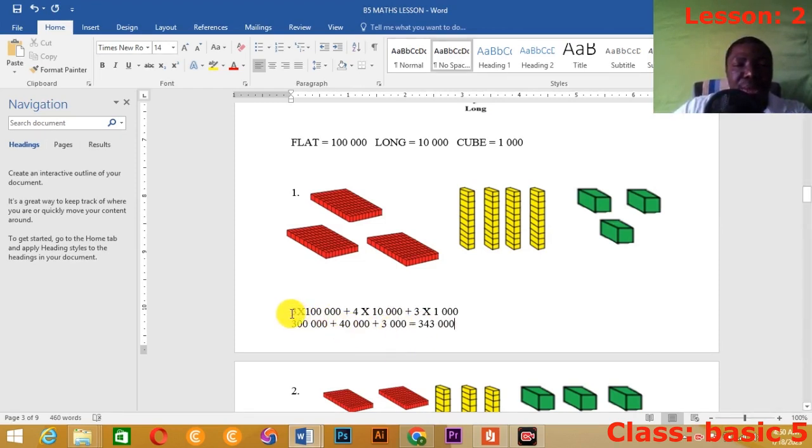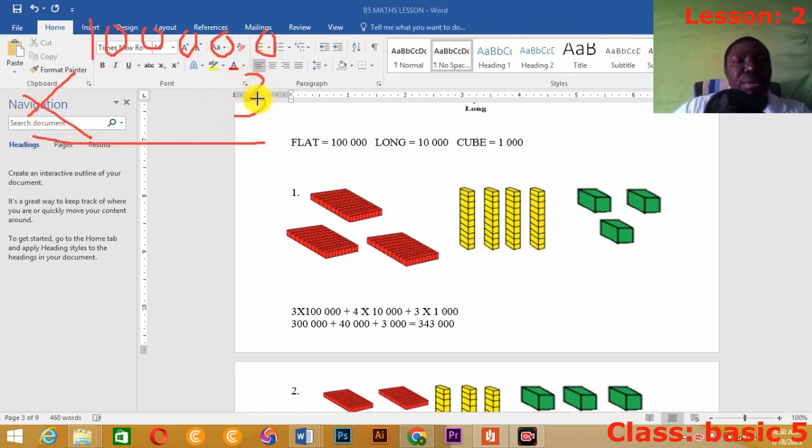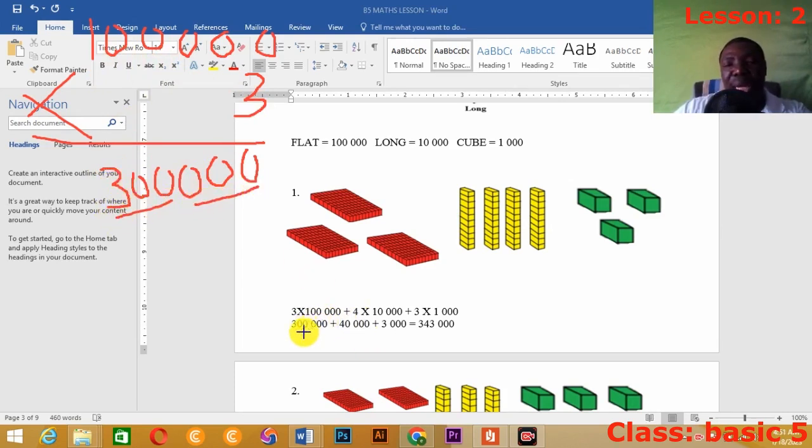Now, that's how it goes. How do you get the value for this? Let me break it down for you to see. So this is 100,000 times 3. So we have 3 times 0, 0, 3 times 0, 0, 3 times 0, 0, and 3 times 1, 3. So what do we have there? 300,000. That's what I had here.